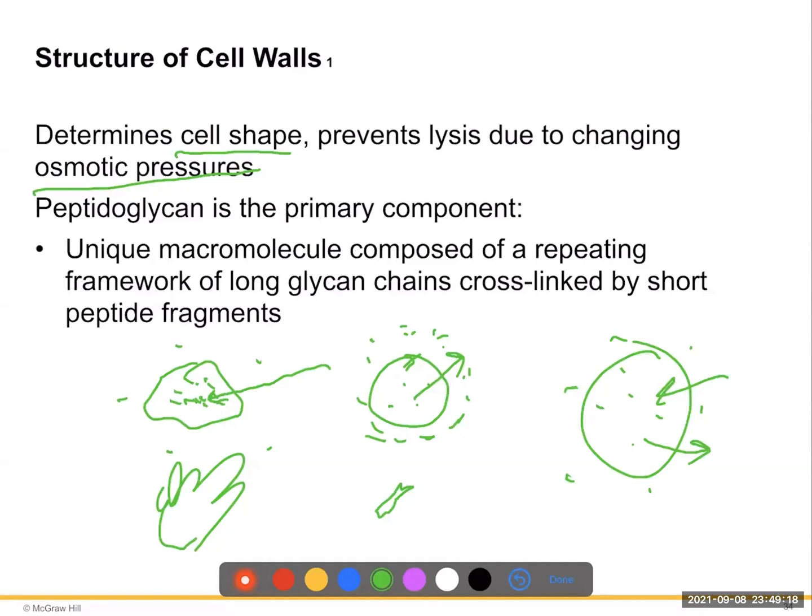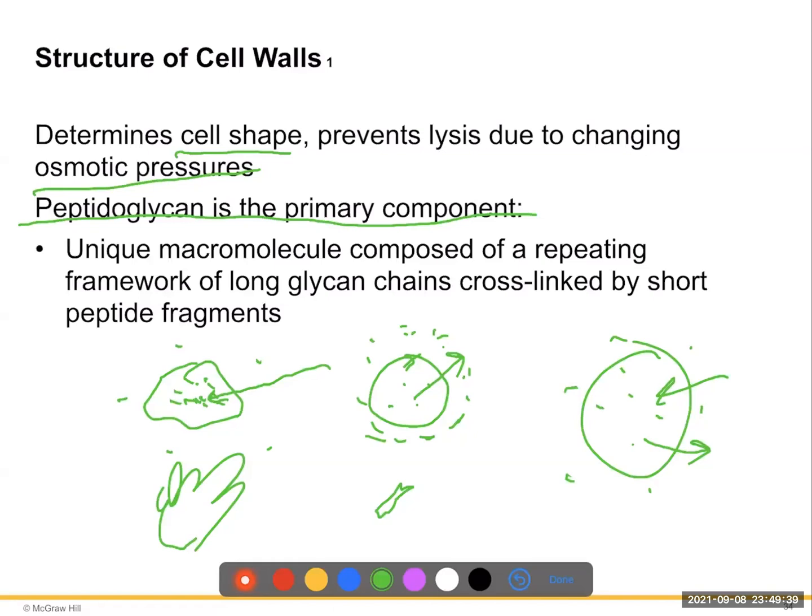And peptidoglycan is a major component of your cell wall. It's a macromolecule, a repeating framework of long glycan chains cross-linked by short peptide fragments. So it provides a scaffolding or structure that things go onto and protects the bacteria.